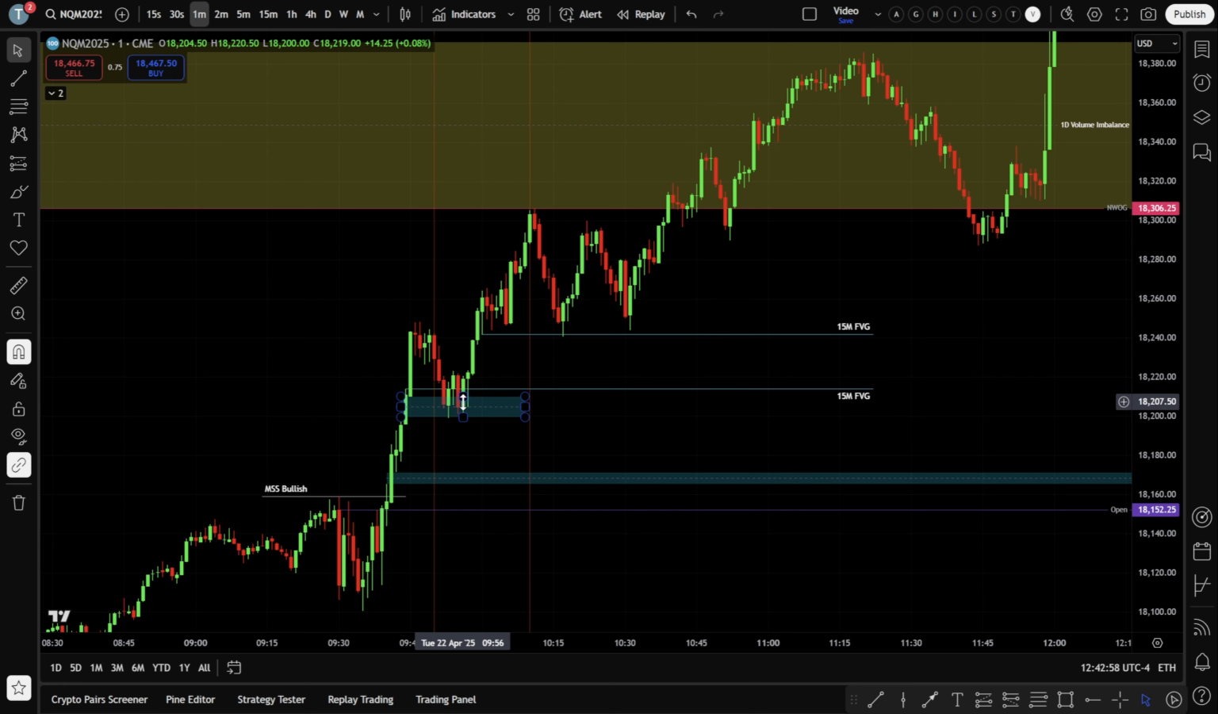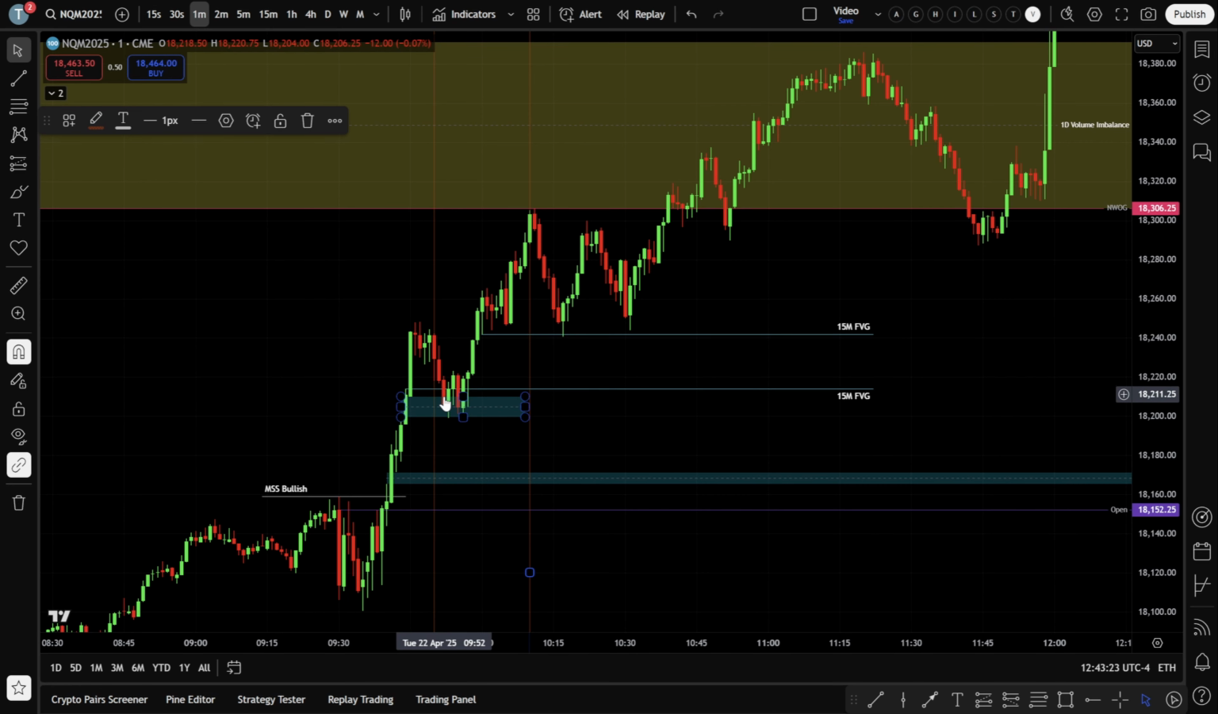We rally higher and we come back into this fair value gap here, and we can see the bodies are respecting the consequent encroachment, and the wicks are coming down and just tapping the bottom of that. And we're doing this right at the 10 o'clock macro between 9:50 and 10:10. It's our 10 o'clock macro.